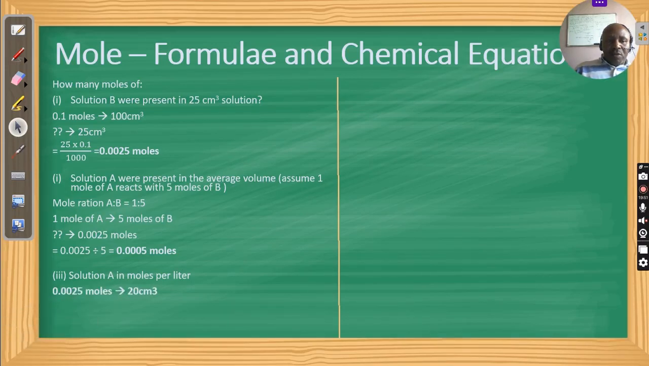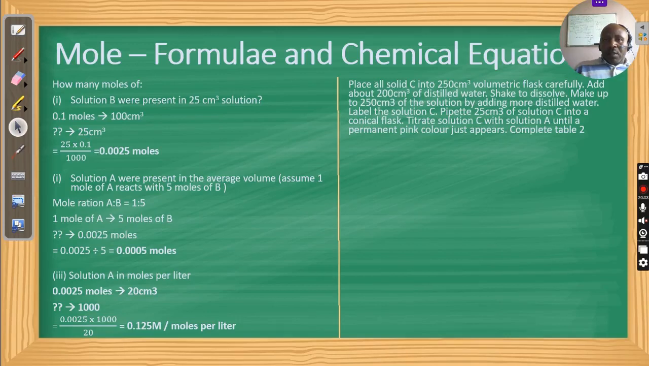The other question is how many moles of solution A in moles per liter, that is molarity. Already we know that 0.0025 moles are in 20 centimeter cubic. What about 1000 centimeter cubic? You do your cross multiplication and you get that it is 0.125 mole.